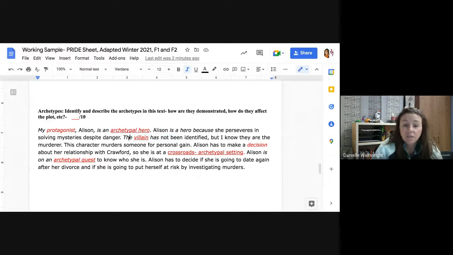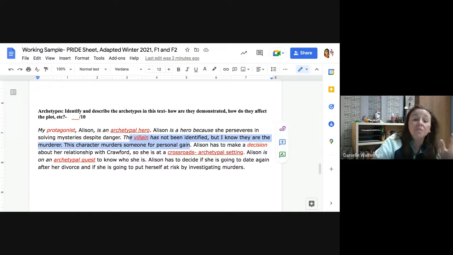So in this case, the villain has not been identified yet, but I know they are the murderer. This character murders someone for personal gain. So see, that's something a villain does. So I'm proving to my teacher that I know what a villain is. Even though at that point the villain had not been named in my book, I knew who they were, which is the bad guy.